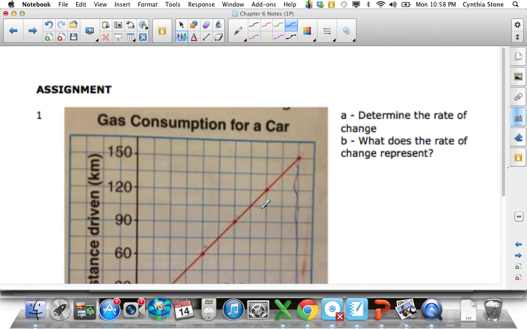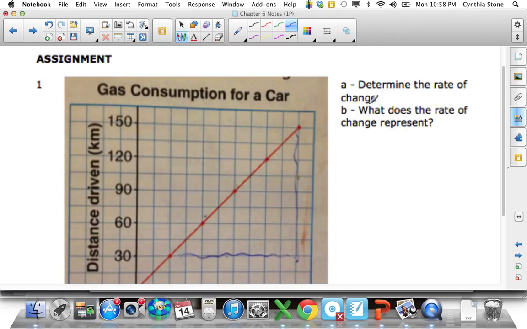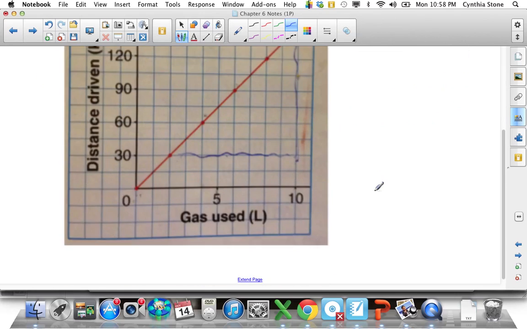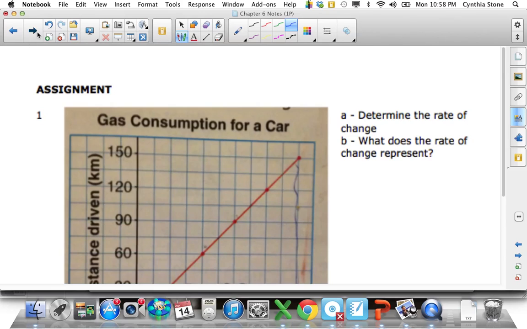Okay, right into the assignment. So you can see the first question. Determine the rate of change. This page here got written down with a pen, obviously. But determine the rate of change, and what does the rate of change represent? Exact same question, okay? And you're going to go ahead on your assignment.